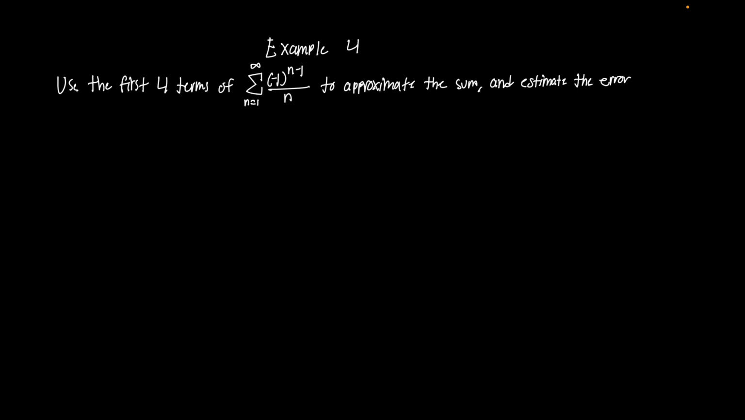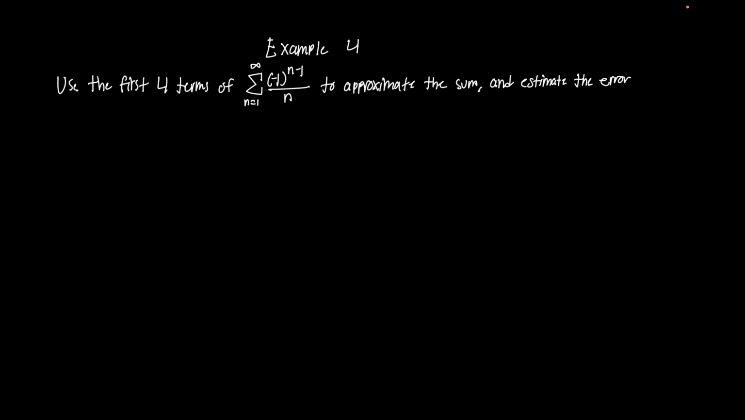So let's look at an example. It says, use the first 4 terms of the series to approximate the sum and estimate the error. So they're asking us 2 things. We want to get the sum of the first 4 terms, and we want to find the error. So let's do that. Let's find the 4th sum, right?